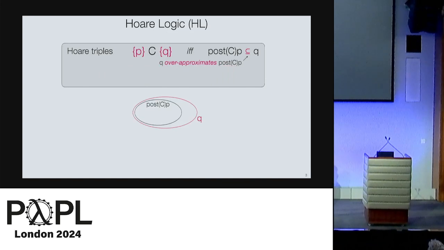So if this inner black oval, if you can see colors, is the actual set of post states, you can think of Q as this outer encompassing over-approximation that includes the set of post states.